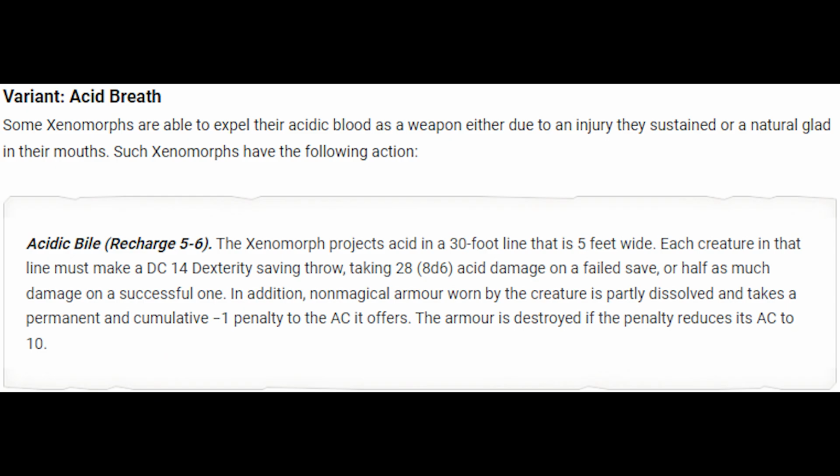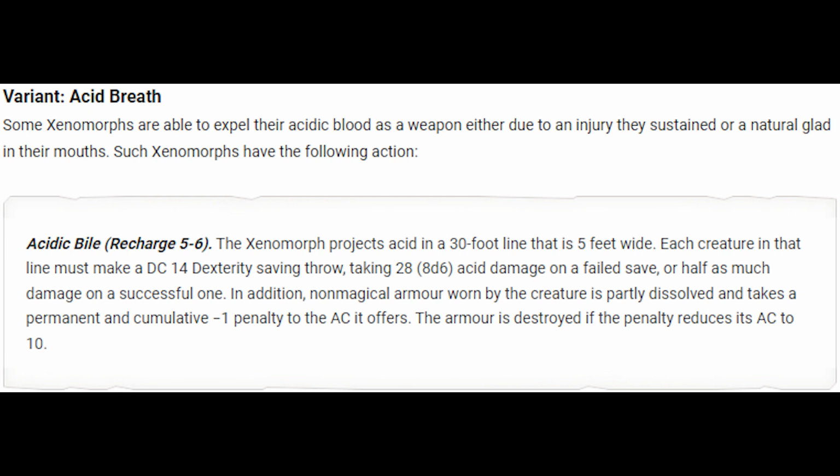Acidic Bile, which has a recharge roll of 5 to 6. When used, the Xenomorph projects acid in a 30-foot line that is 5 feet wide. Each creature in the line must make a DC 14 Dexterity saving throw. On a failed save, the creature takes 8d6 acid damage or half as much damage on a success.